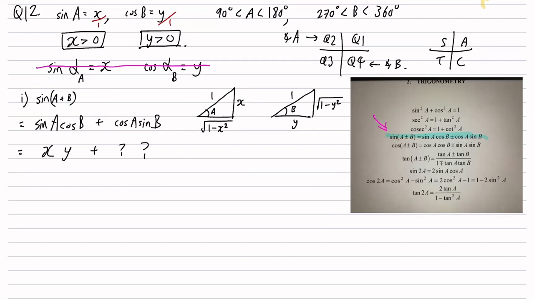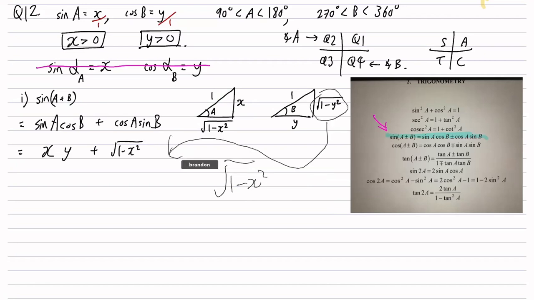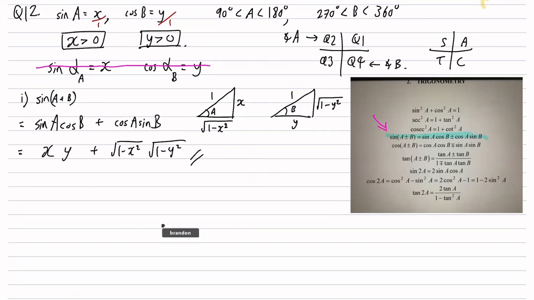So what is cosine A now? What is sine B? Yes, square root 1 minus x squared is cosine A. How about sine B? Square root 1 minus y squared. Yes. They didn't ask for everything in terms of x or y, right? So this is the answer already. In terms of x and/or y, that's the answer.